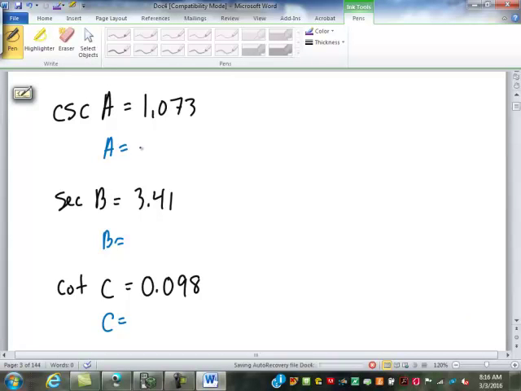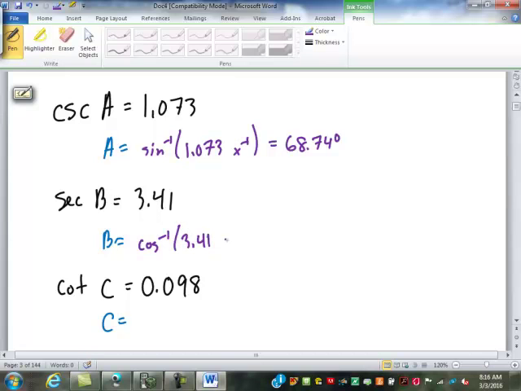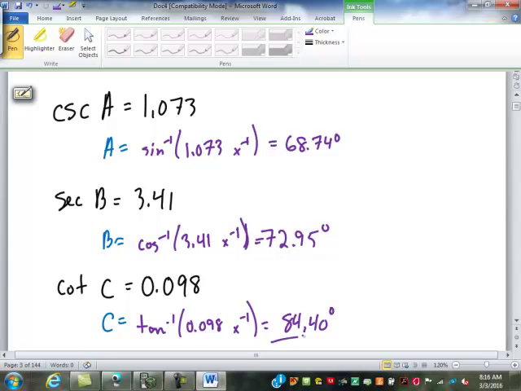So what do we get here? 68.74. So sine inverse 1.073 x negative 1 is what? 68.74. Good. This one will be cosine inverse 3.41 x negative 1, which is 72.95. And this is going to be tangent negative 1 of 0.098 x negative 1. 84.40. Any major questions?